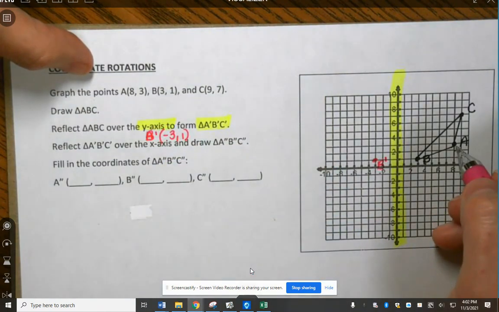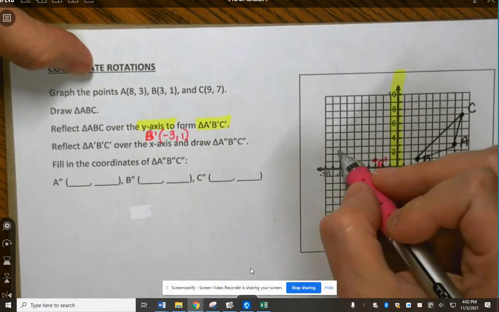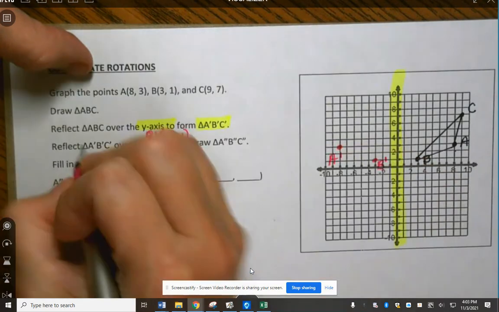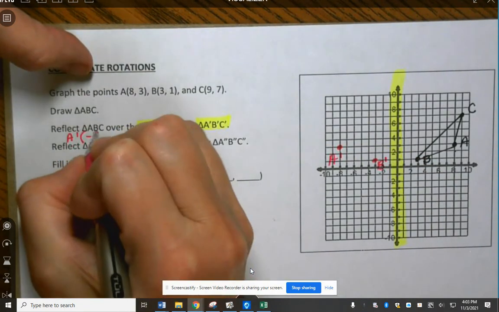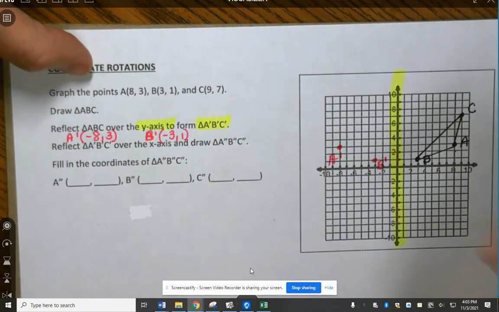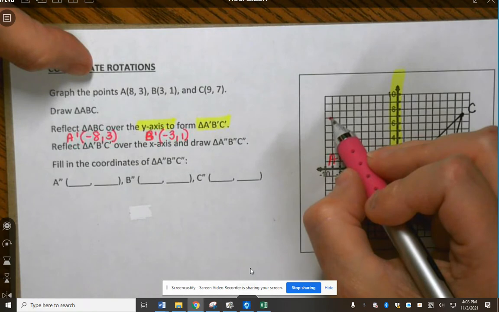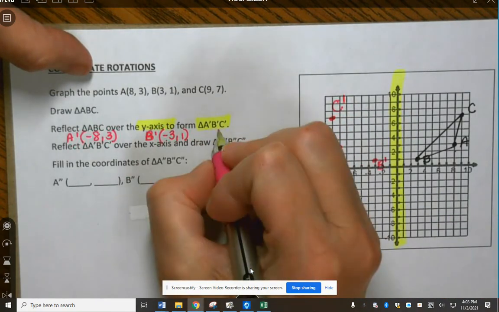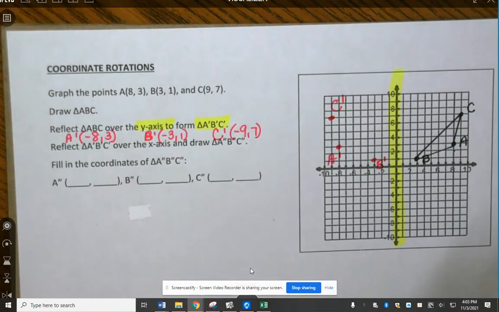A is 8 units from the y-axis. So A prime is 8 units from that y-axis. So A prime is at -8, 3. And then C is 9 units from that y-axis, so C prime is going to be 9 units. So it's at -9, 7.